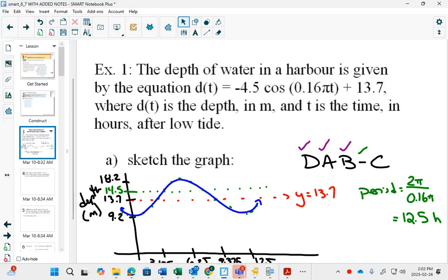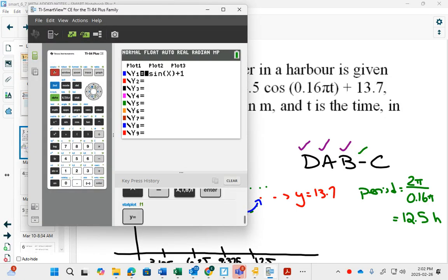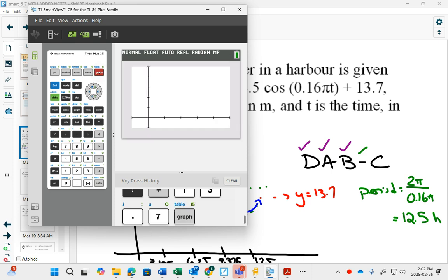The first thing I'm going to do is go to my calculator and type the equation in. So I go to y equals for my graphs, and I'm going to have negative 4.5 cos, bracket, oops, it already had a bracket, 0.16 pi. There's no t, so we use the x button. Close the bracket, plus 13.7. Now I have the right equation in there, but when I hit graph, probably yours looks like this.